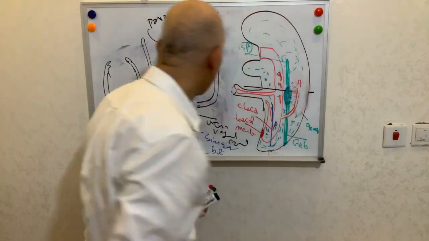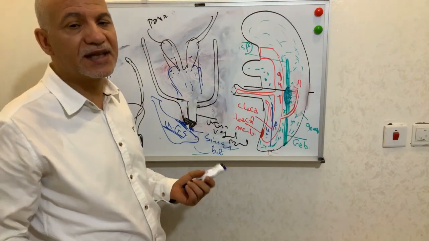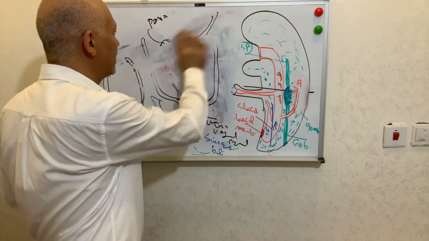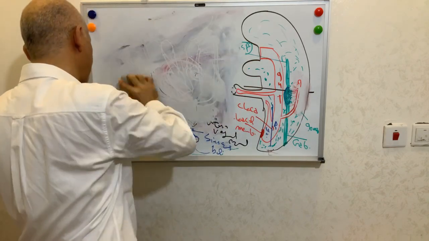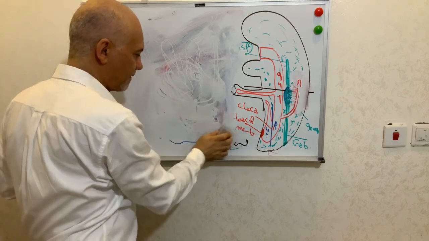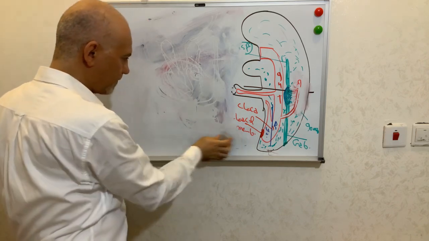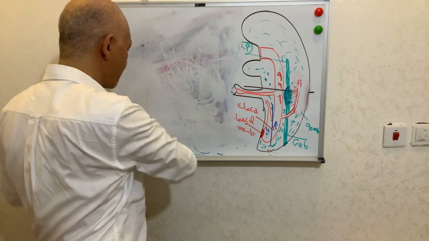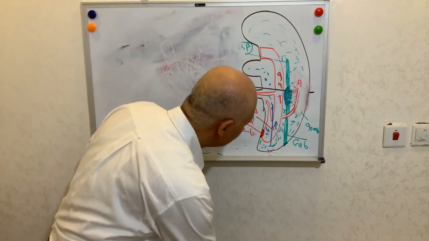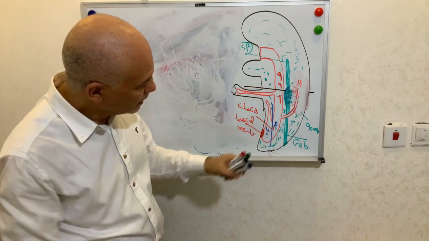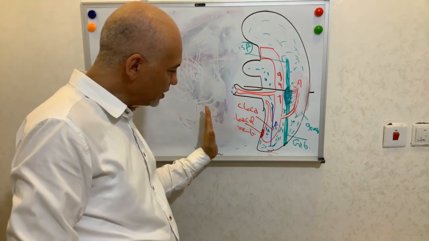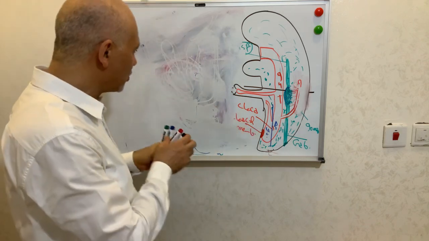Development of male and female external genitalia. From this diagram, this is the cloaca and this is the cloacal membrane. We can see the cloacal membrane from down like this.